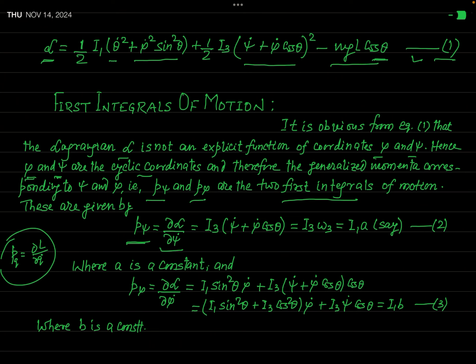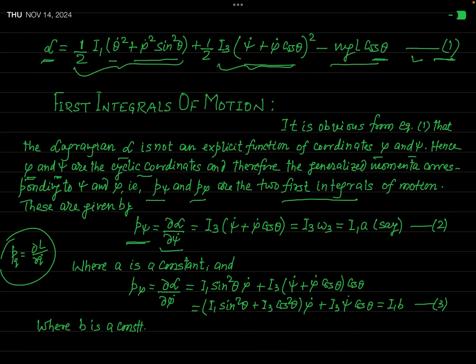And for getting the expression for p psi, what you will have to do? You only have to differentiate this equation 1 partially with respect to psi dot. Then you will get p psi. Let us see. In the RHS of equation 1, you can see the first term does not contain psi dot. So the derivative of this first term will be 0. That will be omitted.